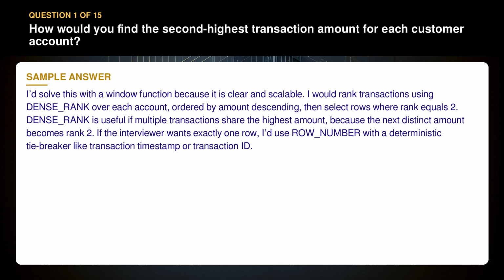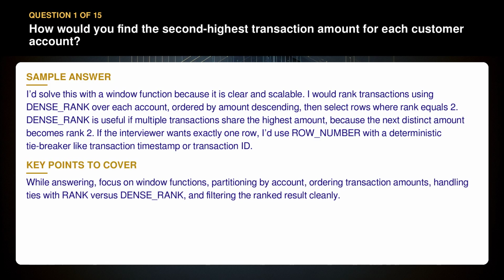If the interviewer wants exactly one row, I'd use ROW_NUMBER with a deterministic tiebreaker, like transaction timestamp or transaction ID. While answering, focus on window functions, partitioning by account, ordering transaction amounts, handling ties with RANK versus DENSE_RANK, and filtering the ranked result cleanly.